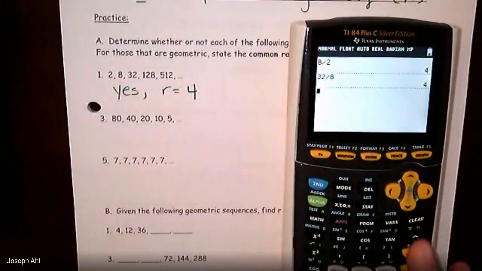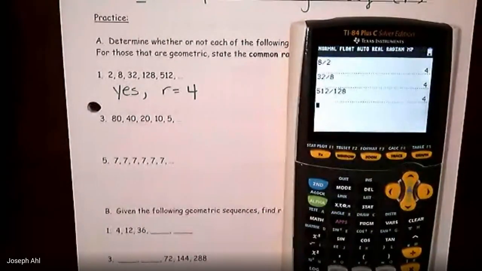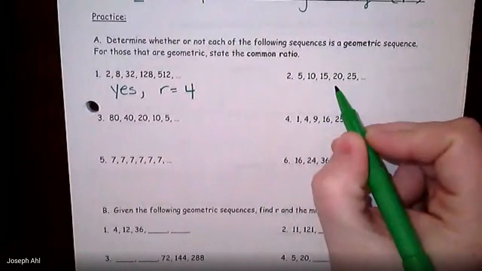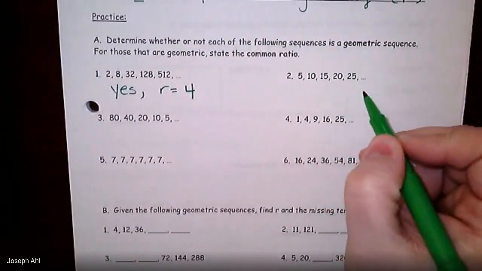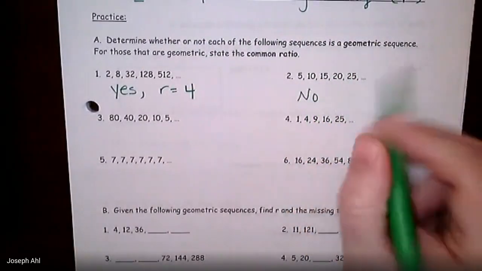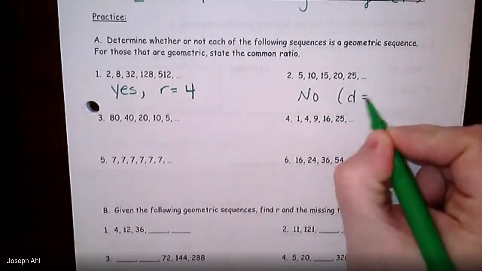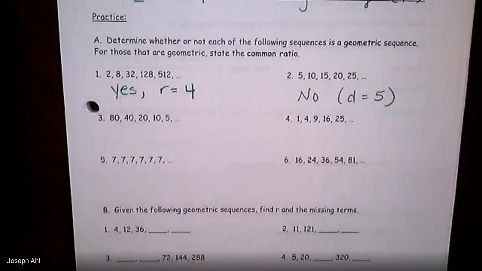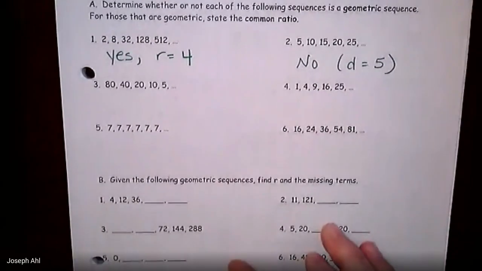Nice. Okay, so if I pick any consecutive terms and I divide by the term that came before it, I'm always getting that same r value of 4. So that's a quick way to double check whether it's geometric or not. If you look at the next case, number 2, 5, 10, 15, it looks like a nice pattern to me, but this one's a no. It's actually arithmetic with a common difference of 5. So we're not multiplying by a constant amount, but it looked familiar probably because it's an arithmetic sequence.